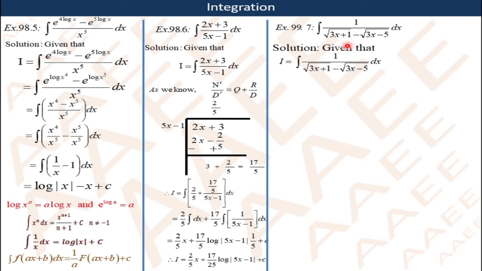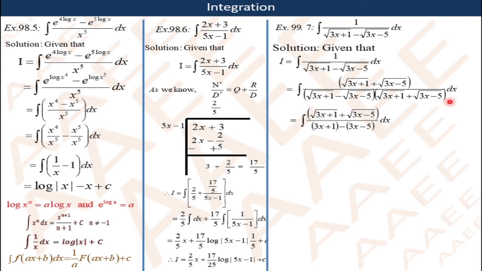So let us start. I equals integration of 1 upon under root of 3x plus 1 minus under root of 3x minus 5. As I explained, this becomes integration of under root of 3x plus 1 plus under root of 3x minus 5, upon under root of 3x plus 1 minus under root of 3x minus 5, into the conjugate of this term, which is under root of 3x plus 1 plus under root of 3x minus 5, dx.